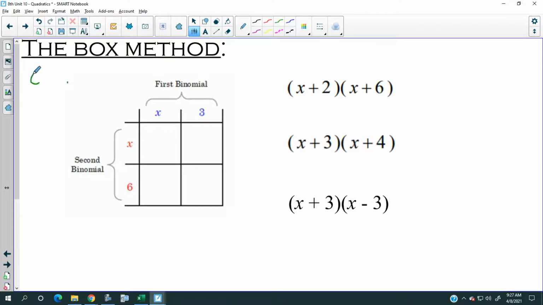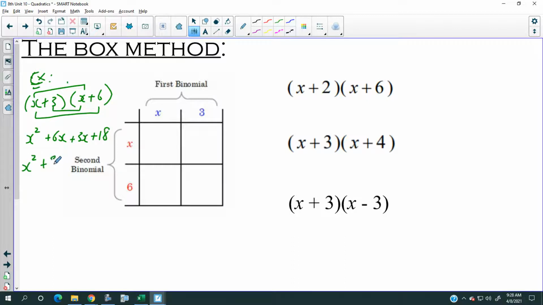Let's use this as an example. Let's say we've got x plus 3 times x plus 6, right? And like yesterday, you would have used the FOIL method, so let's solve it like that first. That's x squared. First, outside, inside, and then last. Combine like terms, and then you've got that. Let's see if our answer matches this one.